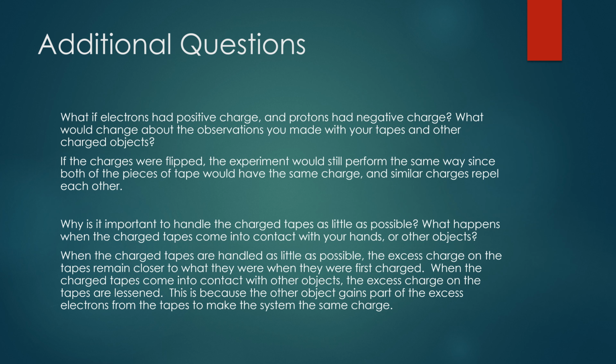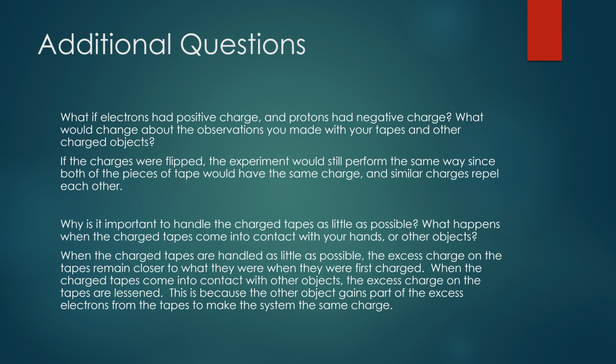One of the additional questions for this experiment was, what if electrons had positive charge and protons had negative charge? What would change about the observations you made with your tapes and other charged objects? So the experiment would perform the exact same way, because if the charges were flipped, both of the pieces of tape would have the same charge, and like charges repel, so it would end up with the same results.